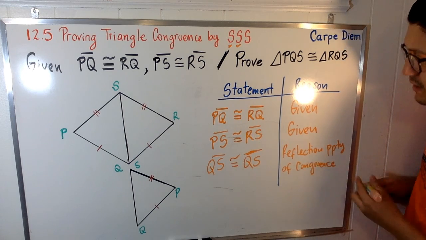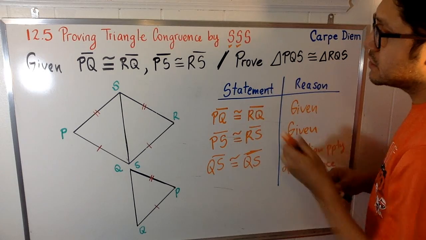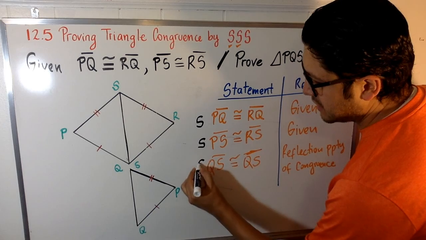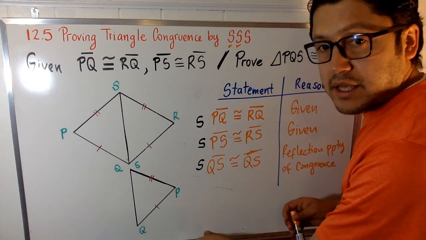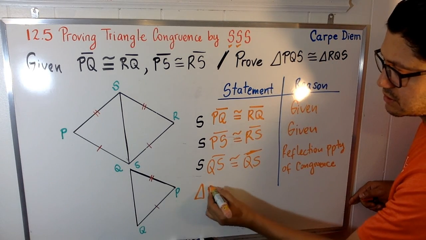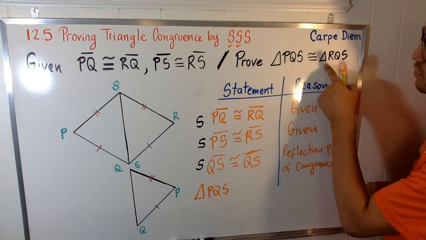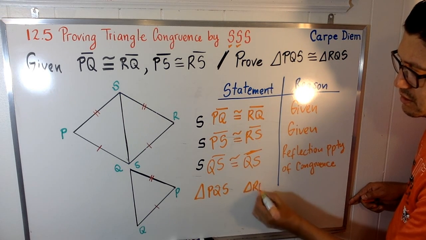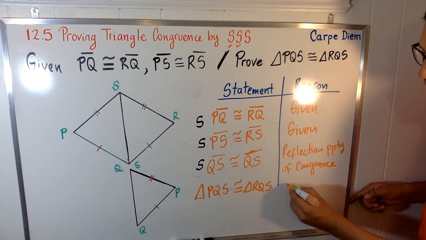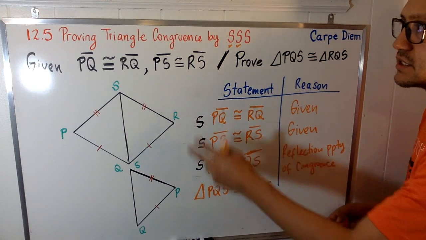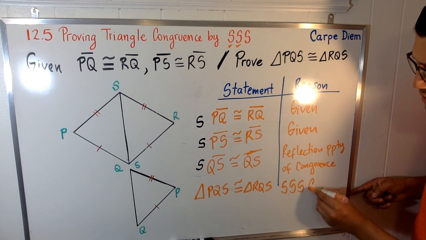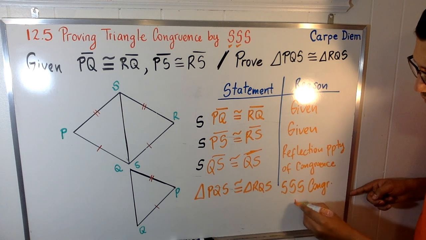And because of that, can you see that now I have 1, 2, and 3? Basically S, S, and S. So with that in mind, I can say that triangle PQS and triangle RQS are congruent, and the reason why is because they satisfy the conditions of the side-side-side congruence theorem.